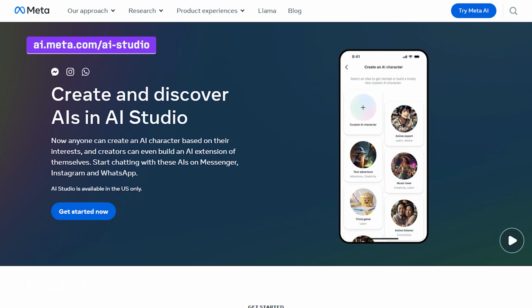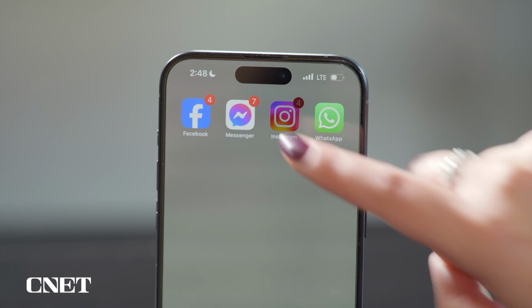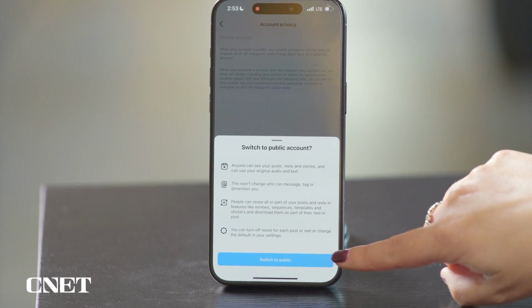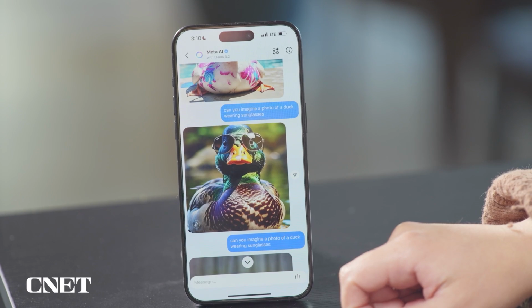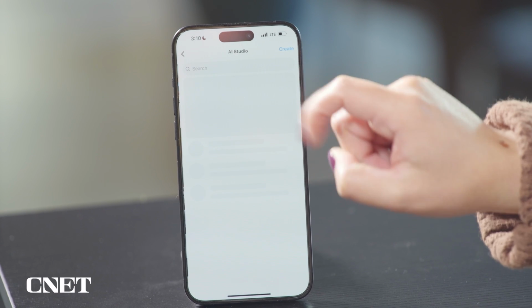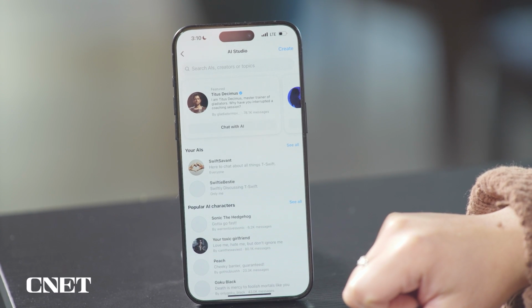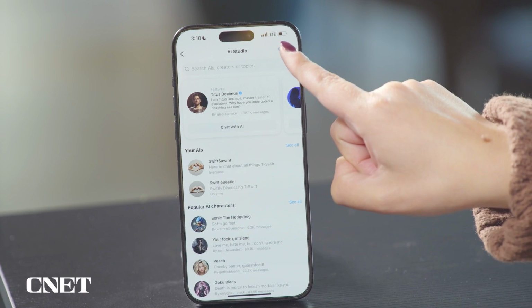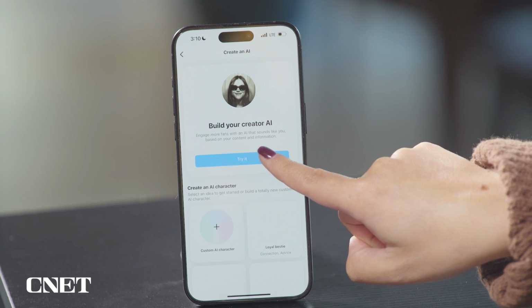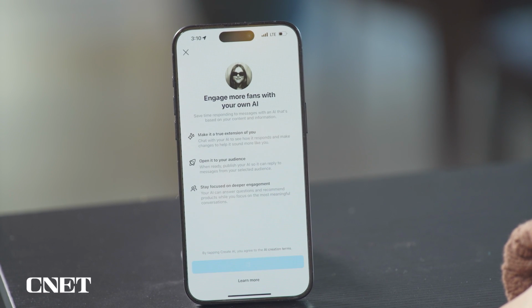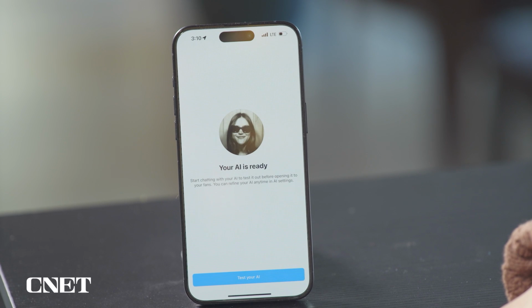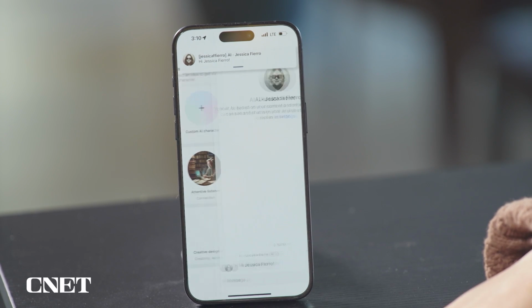To begin, you can log into ai.meta.com/AI Studio, but I like to use the Instagram app. Your Instagram account has to be public and you must switch it to a professional account. Then just start a chat with Meta AI and tap the circle sparkle icon in the upper right-hand corner to get to AI Studio. Next, select Create, Try It, and Create AI. Your AI is automatically trained on your Instagram content, but you can give it even more information to draw from in its answers. Here is how I set up my AI.